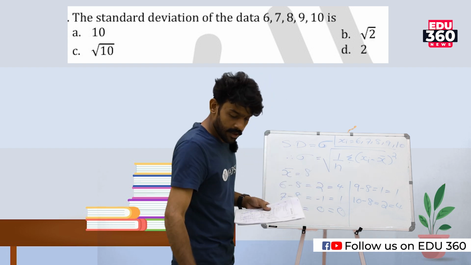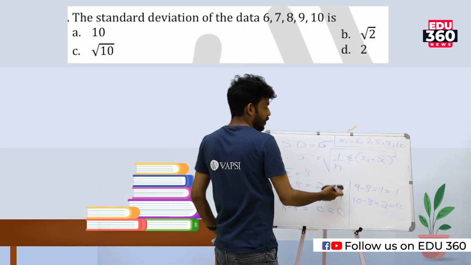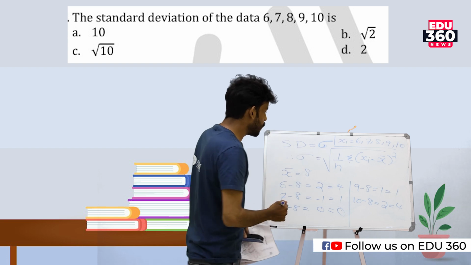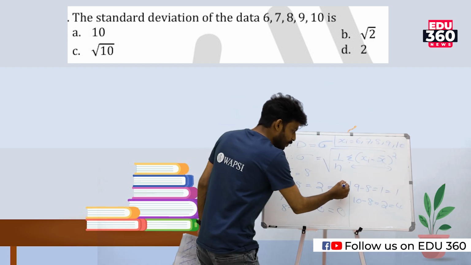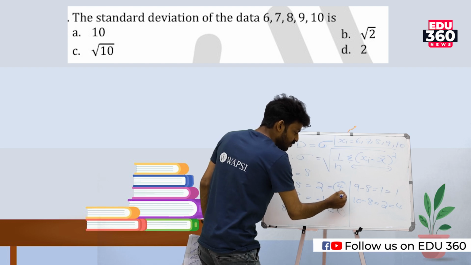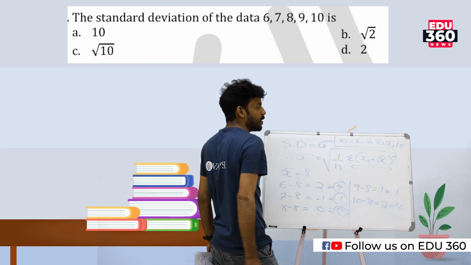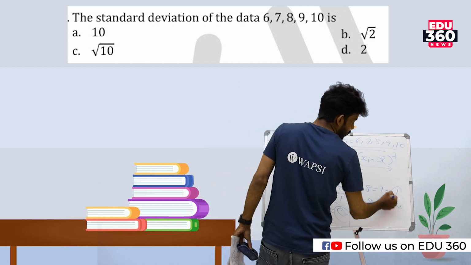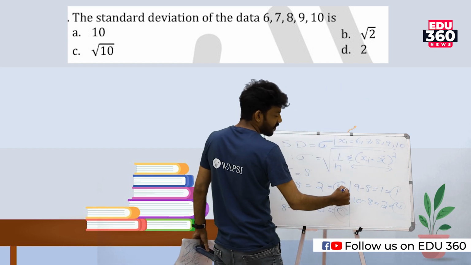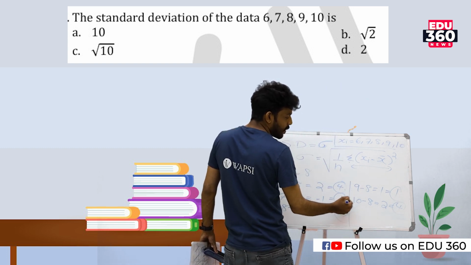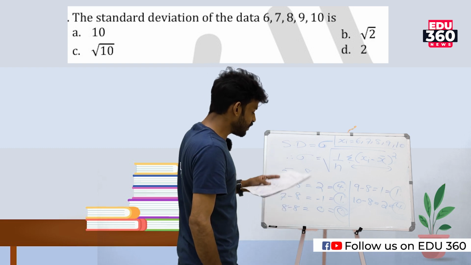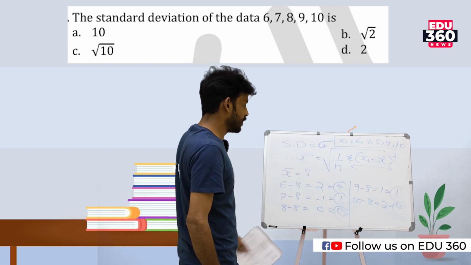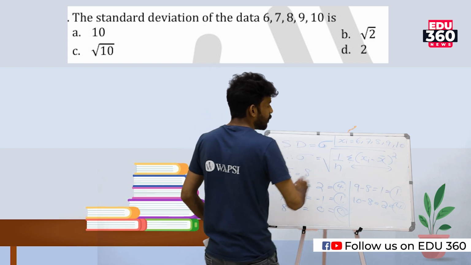Okay. So in the next step, we can substitute here the sum of xi minus x bar the whole square. These are the values. So hereafter just add these. That is 4 plus 1 plus 0 plus 1 plus 4. That is equal to 10. That is 10 divided by, what is the number of terms?